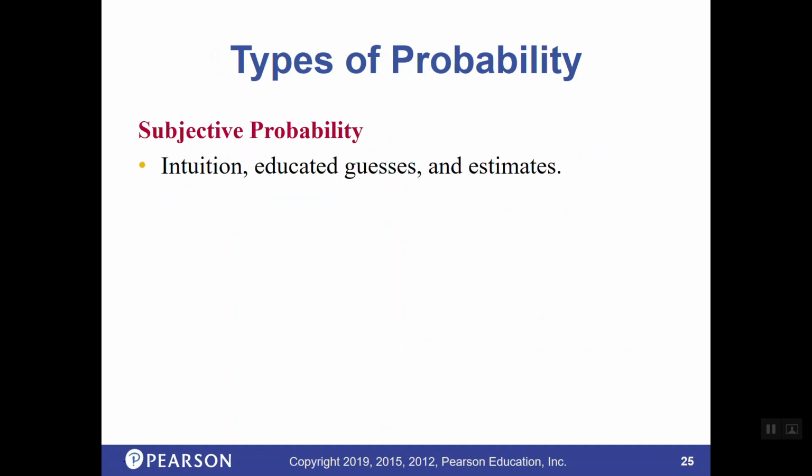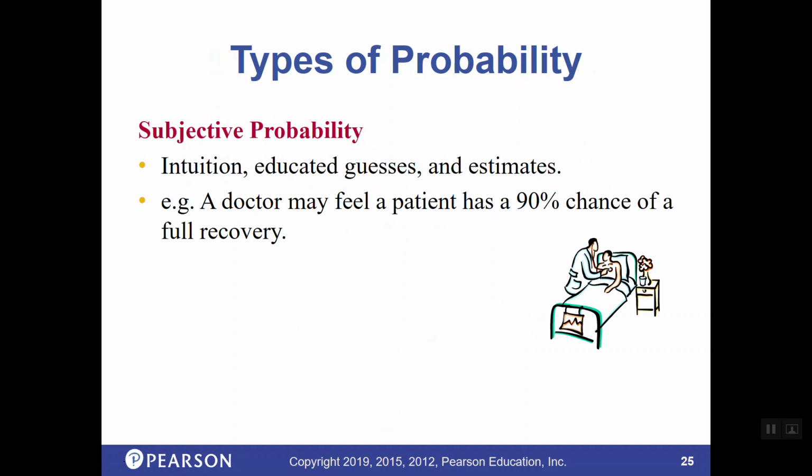Okay, so the third type of probability is subjective probability, and that one is based on intuition, educated guesses, and estimates, which is really what is going on now with this virus that we have. It is a lot of subjective probability, where they're trying to use predictions based on the experiment, to see if they can get to something they can predict. An example of this: a doctor may feel a patient has a 90% chance of a full recovery. So that's pretty good.